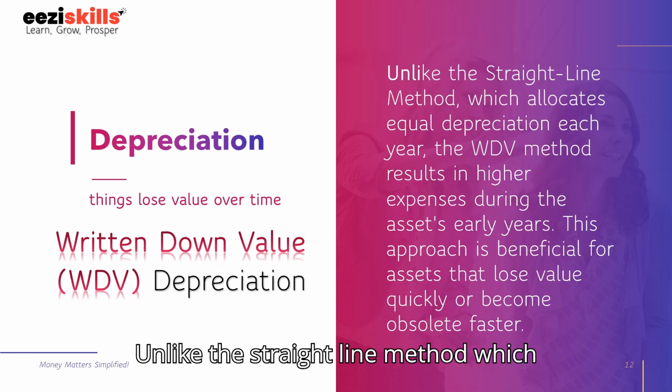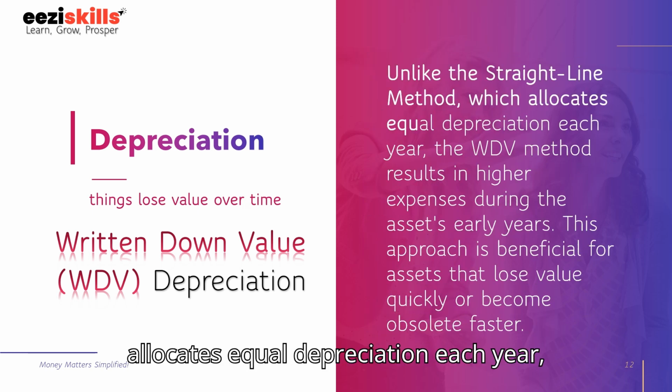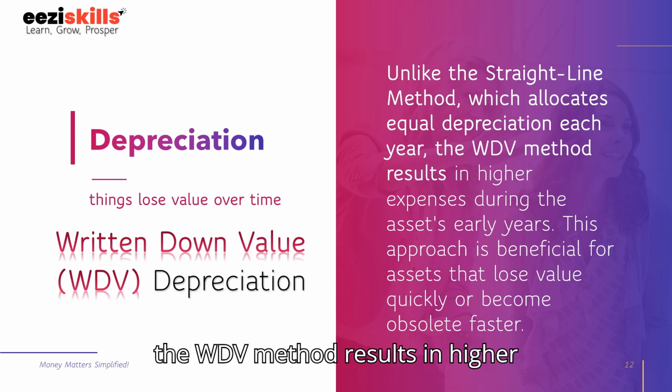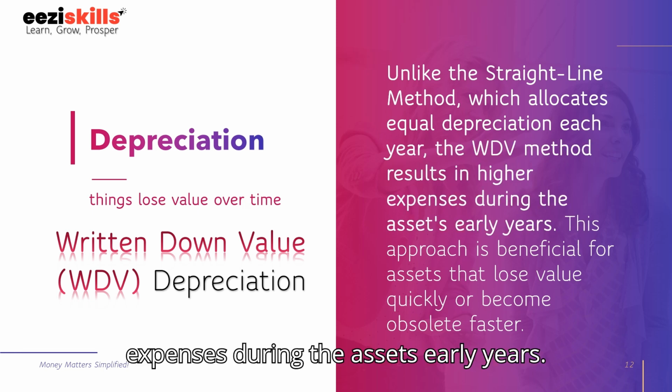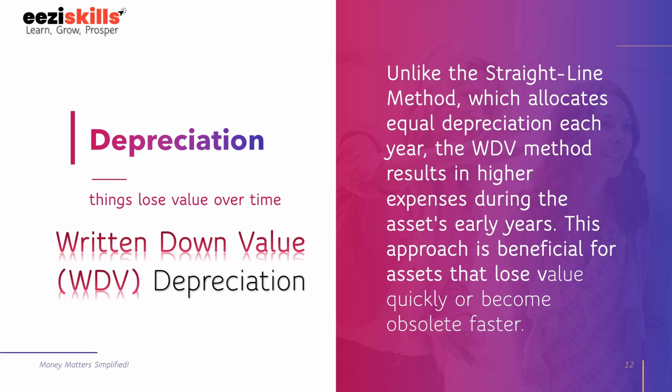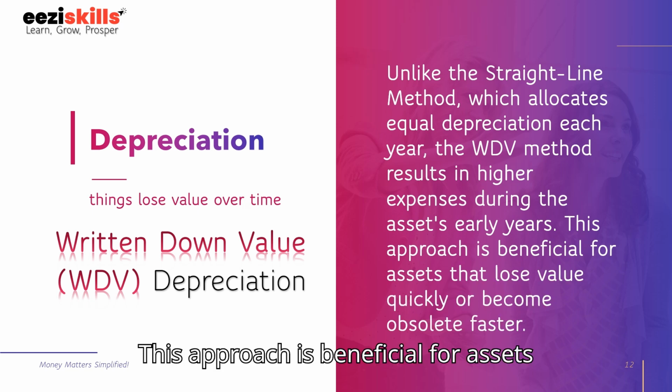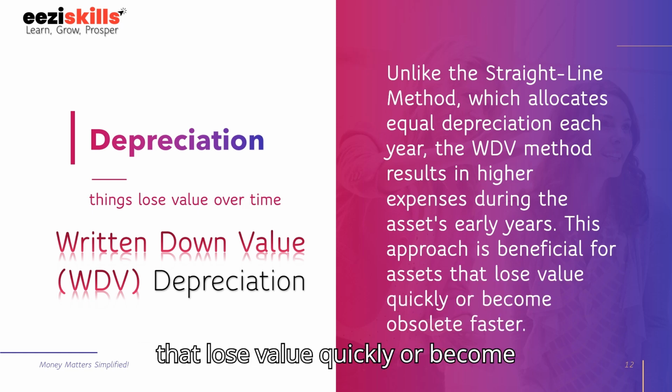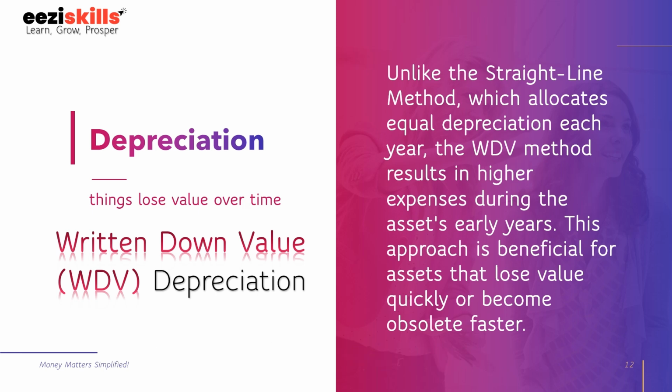Unlike the straight line method, which allocates equal depreciation each year, the WDV method results in higher expenses during the asset's early years. This approach is beneficial for assets that lose value quickly or become obsolete faster.